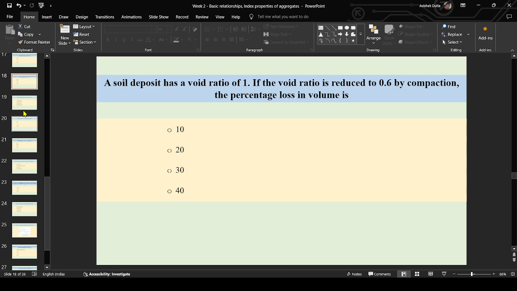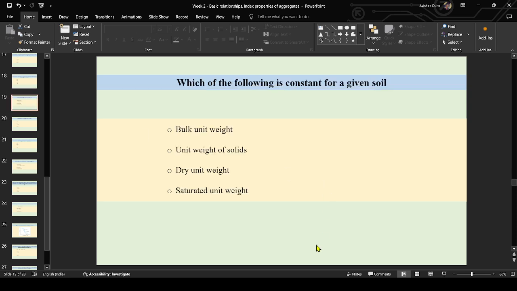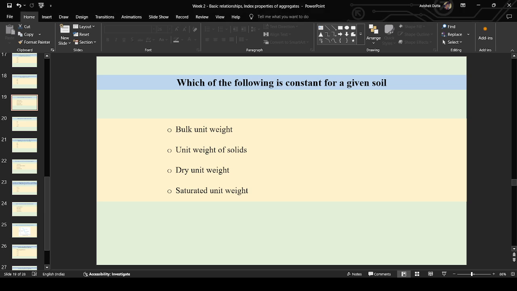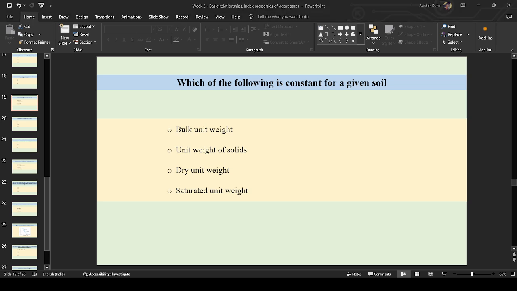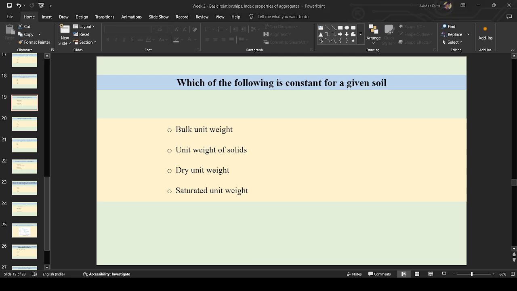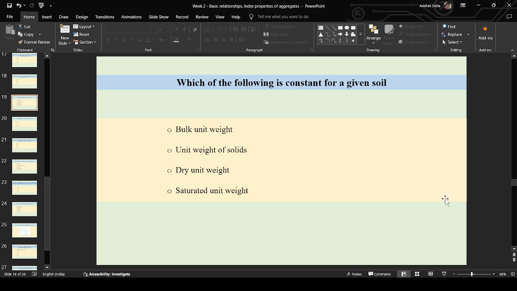Next question. Which of the following is constant for a given soil? The options are bulk unit weight, unit weight of solids, dry unit weight, or saturated unit weight.